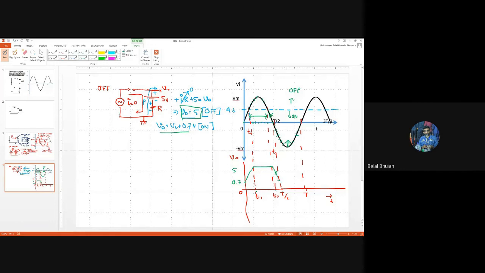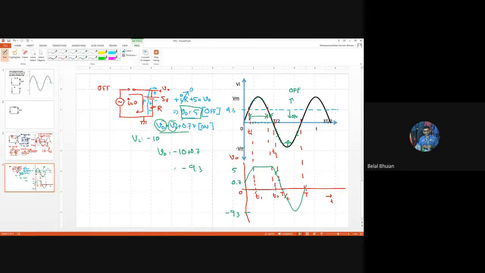Okay, for 0 we already got 0.7, and for -10, what will we get? So if I put Vi is equal to -10, then what will V naught be? -10 plus 0.7 is minus 9.3, and the rest of its input and output are going to take the same shape. So if the input has a shape like this, the output will have a shape like this. So minus 9.3.